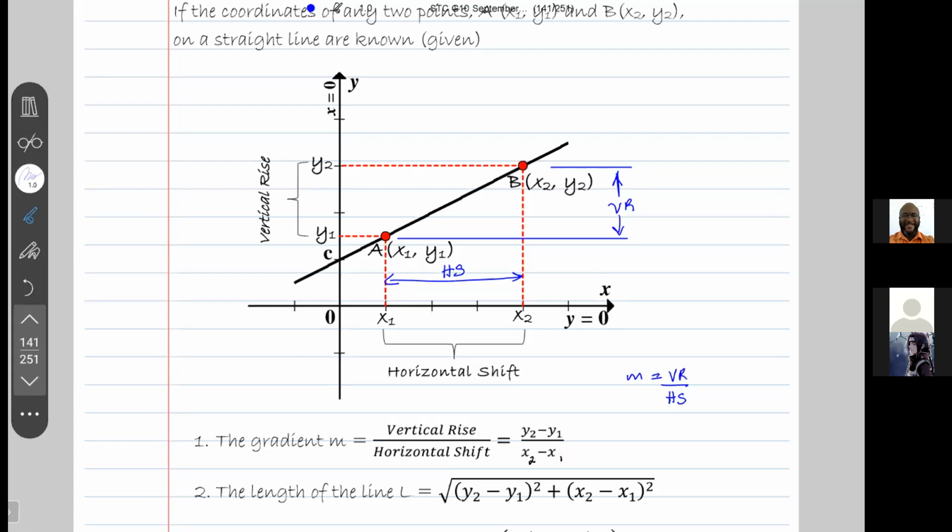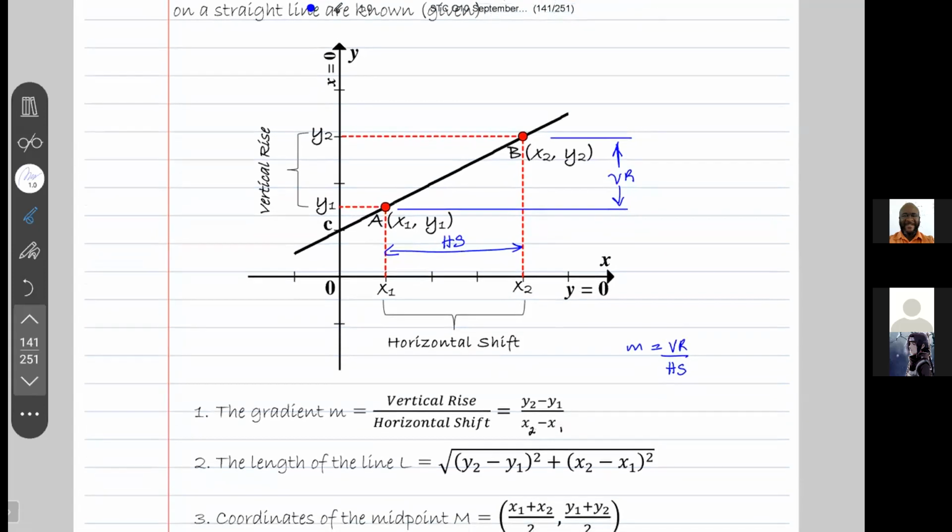All right, the formula for determining the length of the line L, that is the length of the line from A to B, is the square root of y2 minus y1 squared plus x2 minus x1 squared. You might not recognize it, but this is actually Pythagoras theorem. It's actually Pythagoras theorem, and I'll show you why.